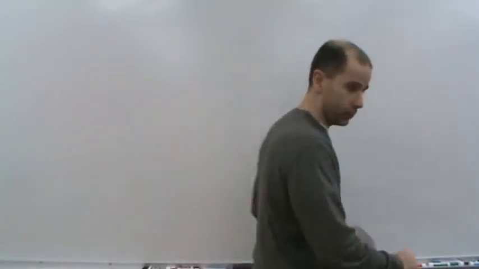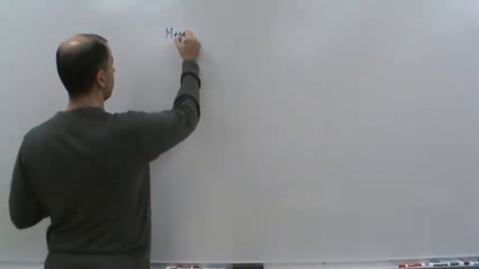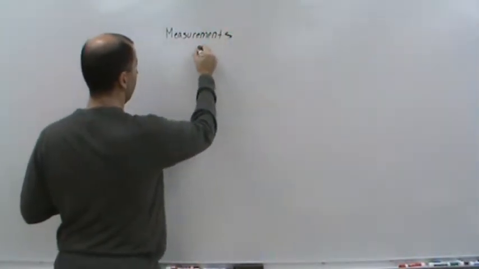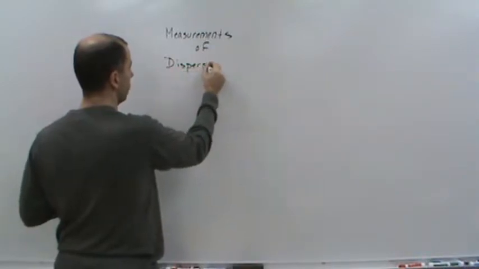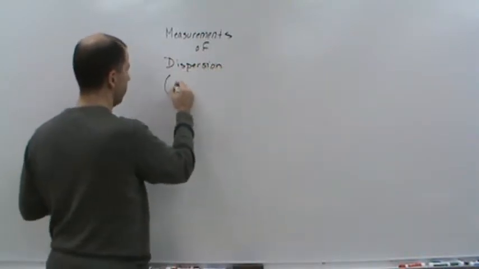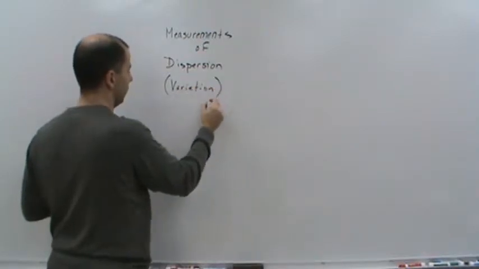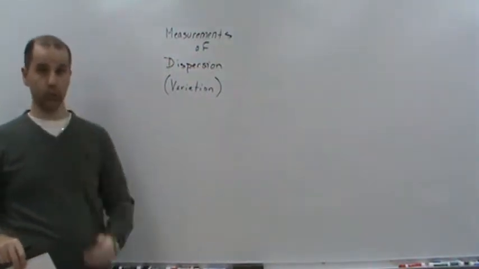Let me write that down so we can get started here. Measurements of dispersion, what we call variation. Typically what we're talking about is how spread out the data is.